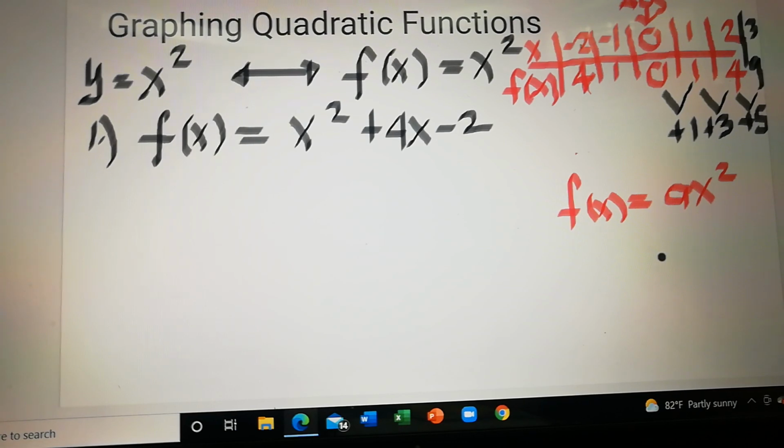So that's how important this 1, 3, 5 here. You are going to add always plus 1, plus 3, plus 5 when the value of a of your equation is equal to 1. So when there is no coefficient before the x squared, that is the invisible 1. The value of a is equal to 1.